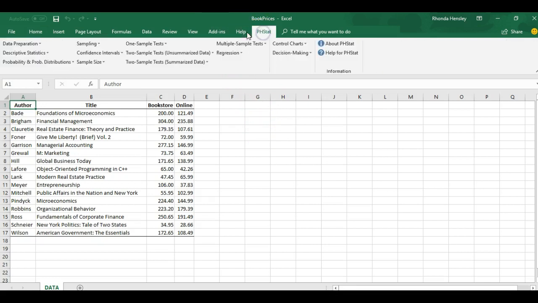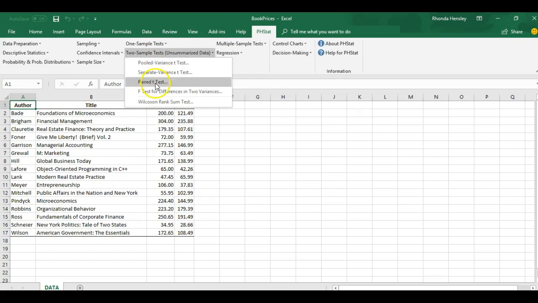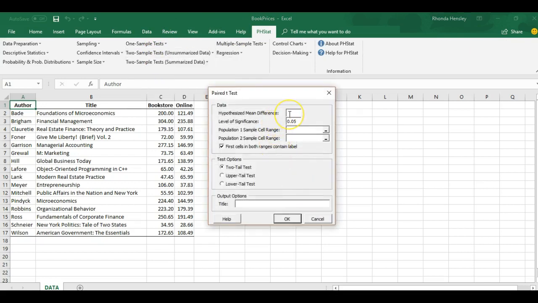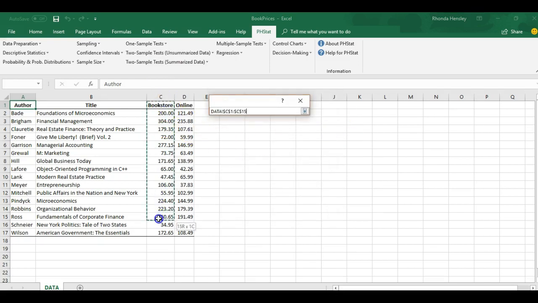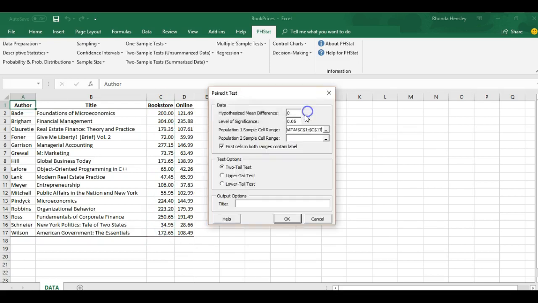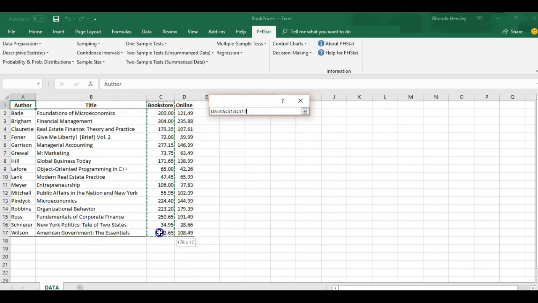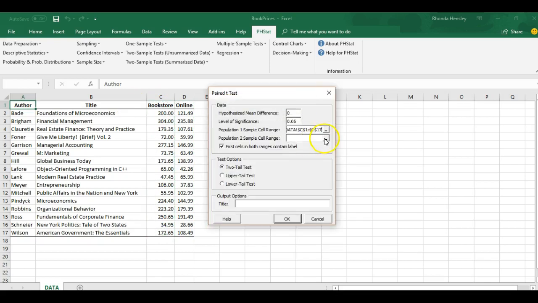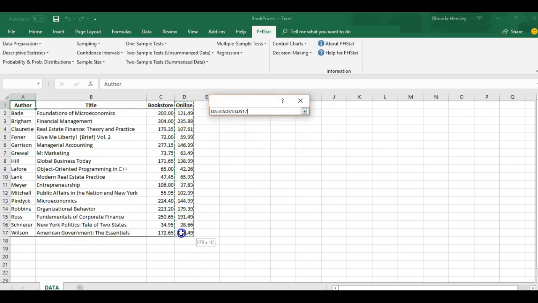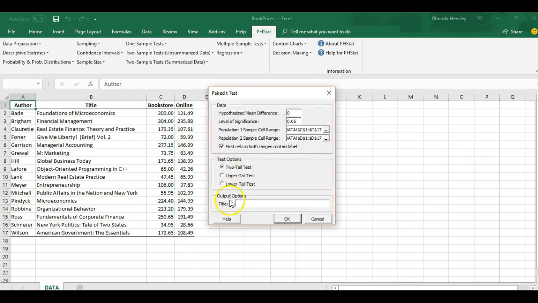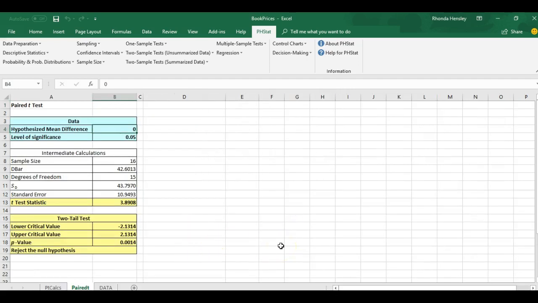So I go to PHStat, two sample tests, and this is, again, unsummarized data. I go down to paired t-test, and my hypothesized mean difference will always be 0. And I put in my population 1, which is the bookstore, and 2 is the online. And this is a two-tailed test, and I say okay, and here's my output.